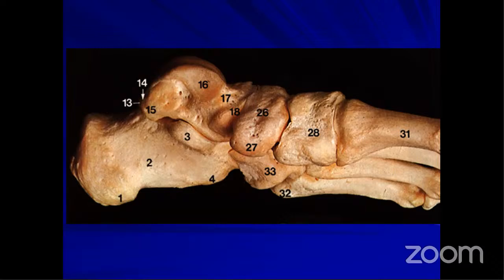The superficial deltoid ligament is attached here. So when you're doing a medial release, you do release the superficial deltoid ligament. The deep part of the deltoid is attached to the talus. You never cut that. You only cut the superficial deltoid. The flexor hallucis longus tendon passes behind this. That's an important part of the maintenance of the arch of the foot.